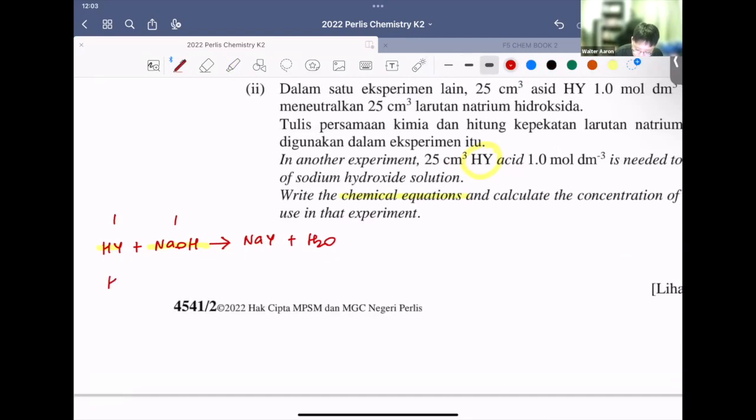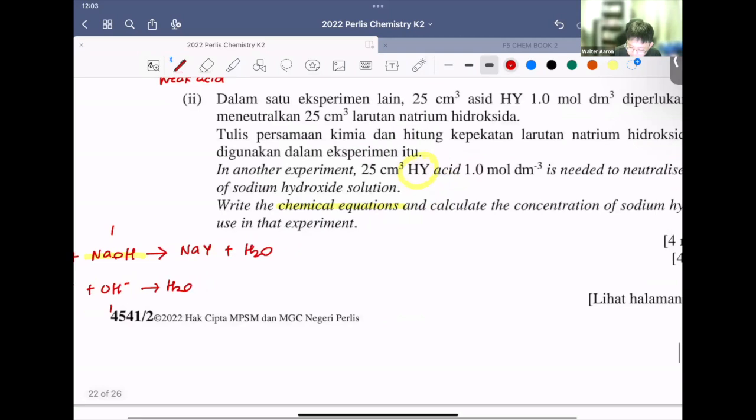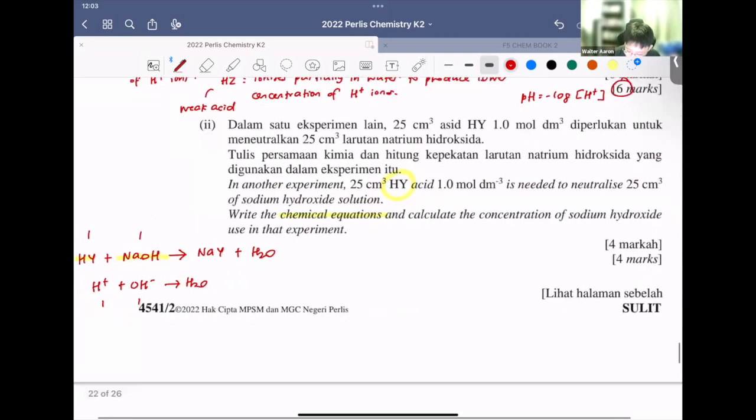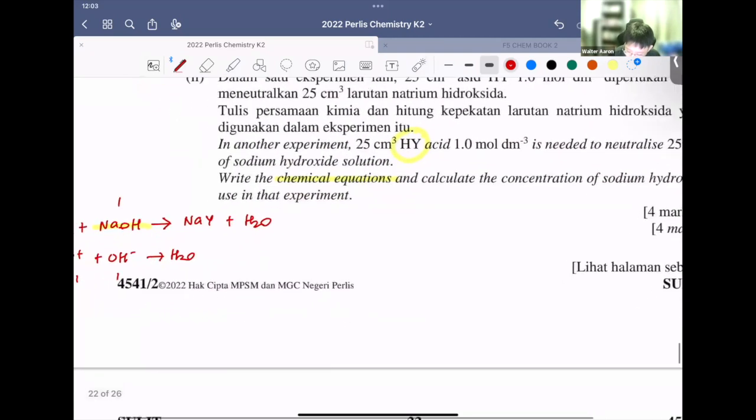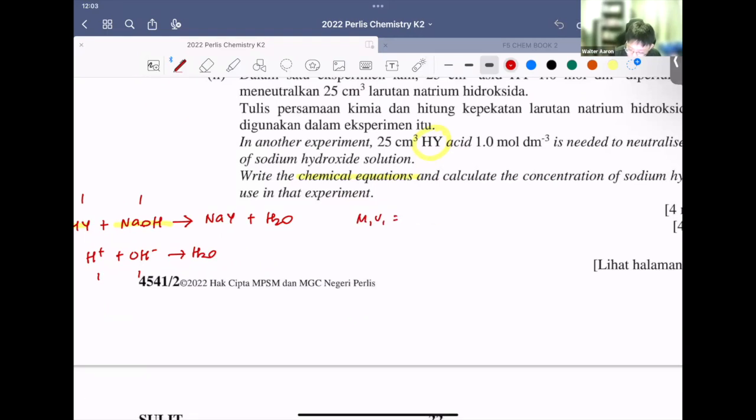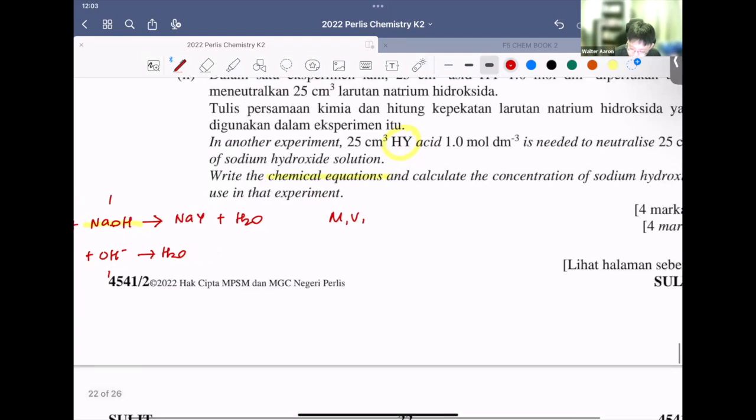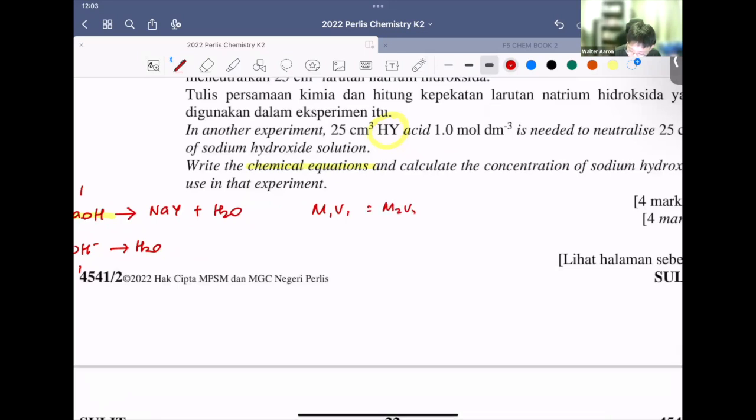So we know that 1 mole of H plus will neutralize 1 mole of sodium hydroxide solution, and then you'll get 1 mole of water. Since it's a 1-to-1 ratio, we're going to compare the number of moles straight away. So what I can do over here is just put M1 V1 equals M2 V2, because what I'm going to do later on is compare the number of moles, and the mole ratio is 1-to-1. So M1 V1 is equal to M2 V2.